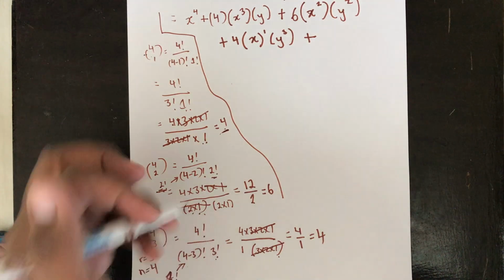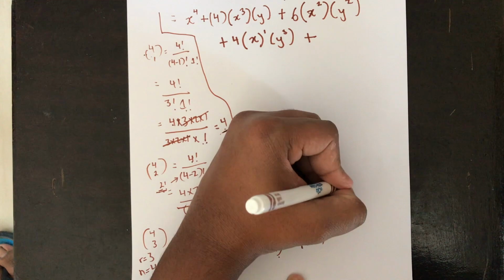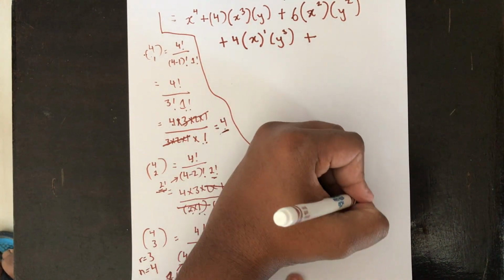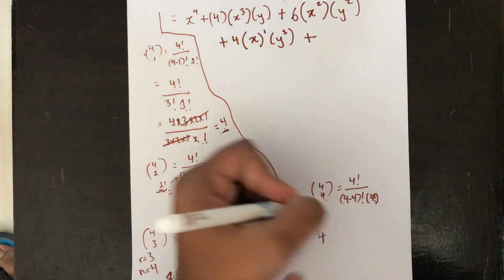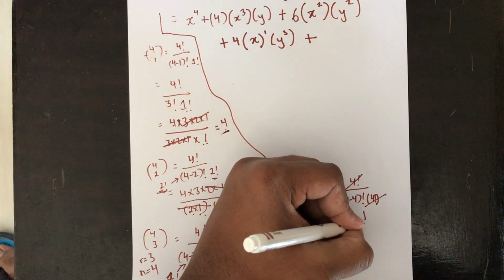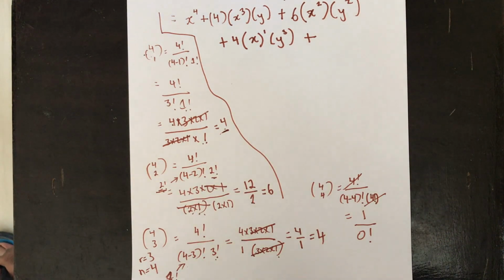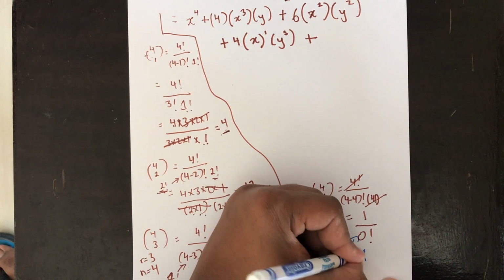What is 4c4? 4c4 is 4 factorial over 4 minus 4 factorial into 4 factorial. So already I know that this and this will cancel out. So I have 1 divided by 0 factorial. What is 0 factorial? 0 factorial is actually 1. This is one thing you need to also remember. 0 factorial is equal to 1.